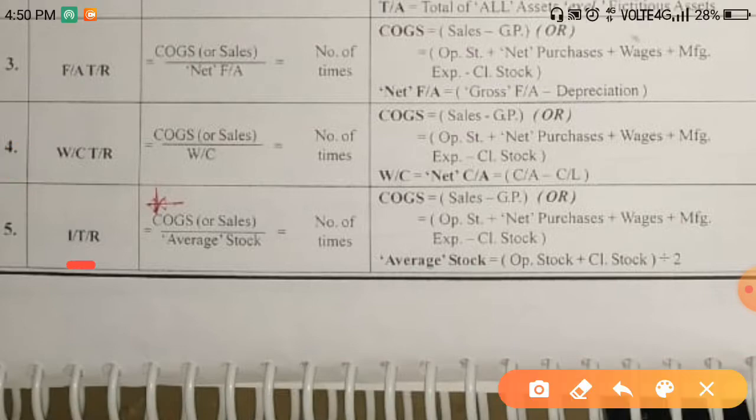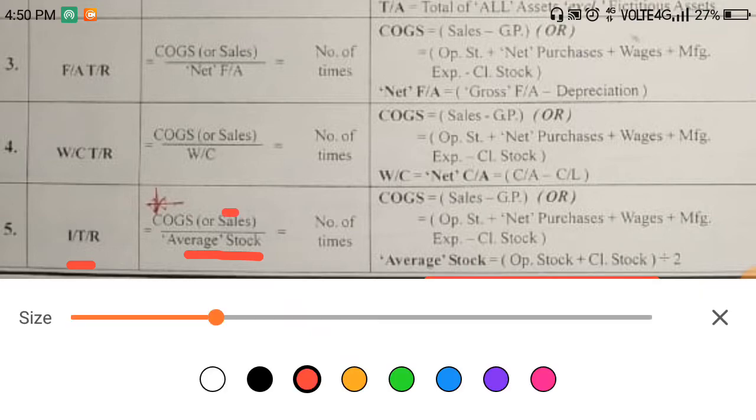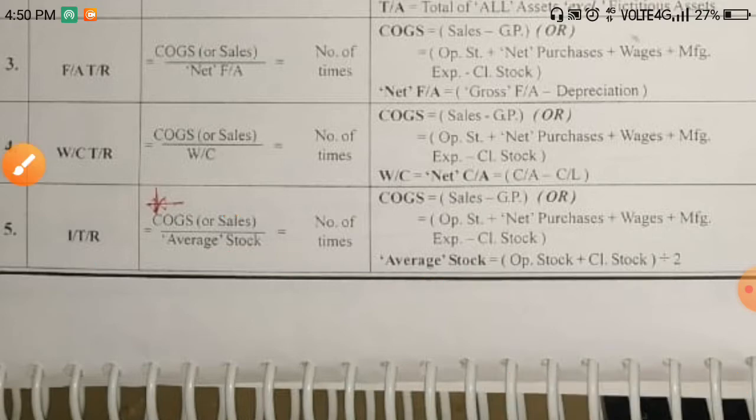Next one is the inventory turnover ratio. In inventory turnover, cost of goods sold is divided by average stock. How to know average stock? Average stock is equal to opening stock plus closing stock divided by 2. If cost of goods sold is not available, then we will consider sales for the same purpose.